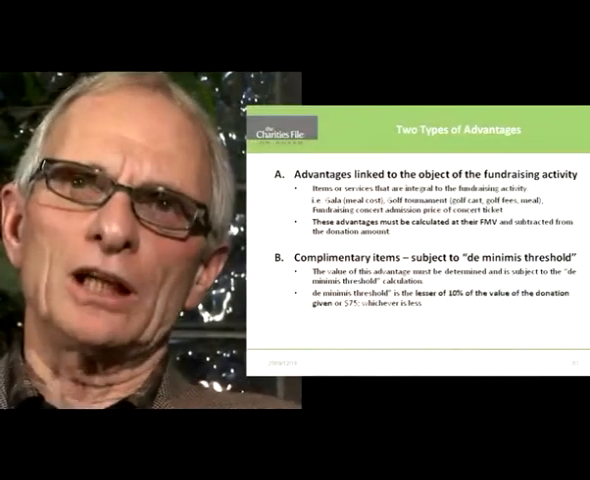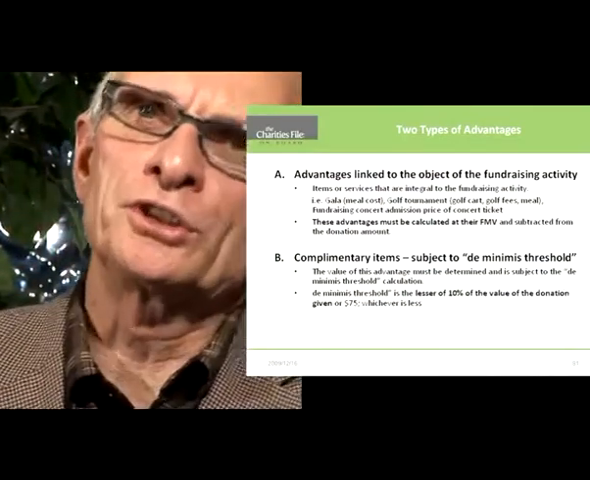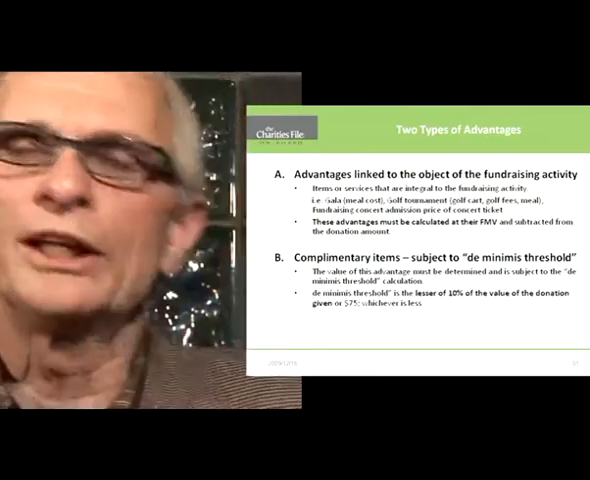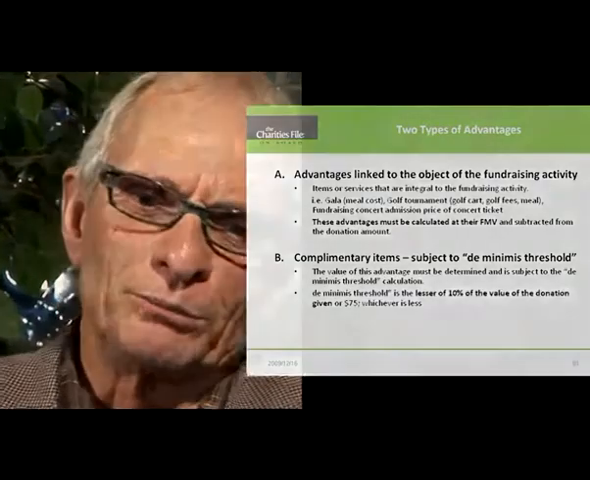However, there are two kinds of advantages. There are advantages that are basically linked to the object of the fundraising activity. These are items or services that are integral to the fundraising activity. So for example, if I'm running a gala, then the meal is critical. I can't really run a gala without a meal. Or if I'm running a golf tournament, then I've got the golf cart, I've got the golf fees for playing, and I've got the meal. These are all advantages that have to be calculated into the advantage, and they need to be assessed at their fair market value as part of that calculation.